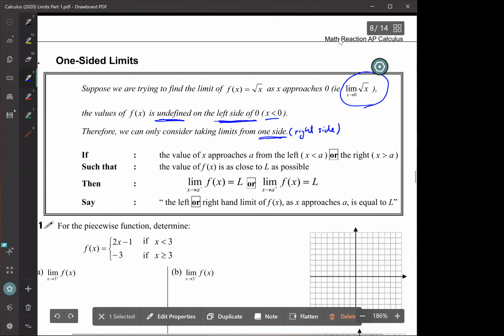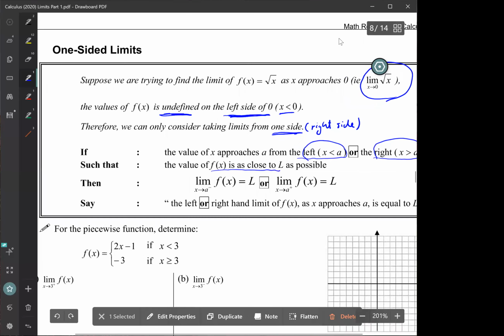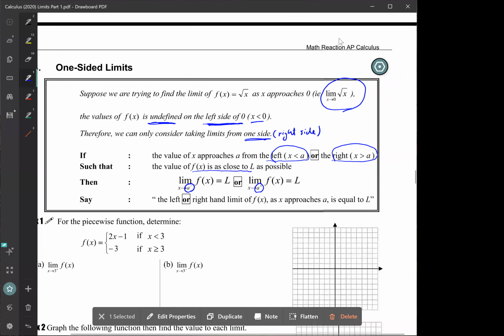So here, if the value of x approaches a from the left, you can circle this one, or from the right, then the value of f of x is close to L. The symbol here, if you have an a with a little minus, represents the left side limit. We call that the left limit. This one is called the right limit. And we can find the value from each side. Make sense?